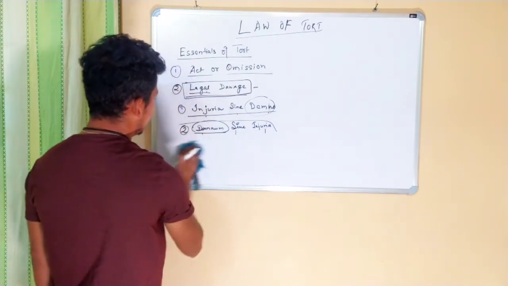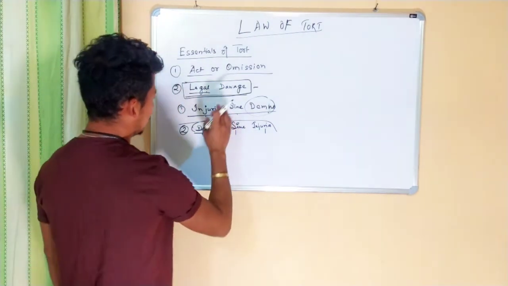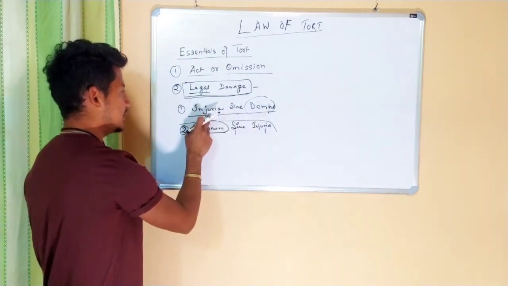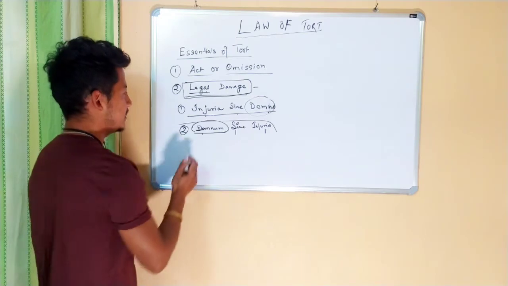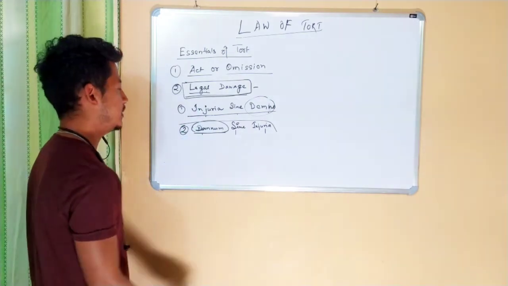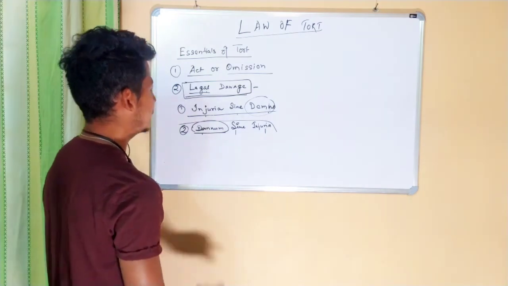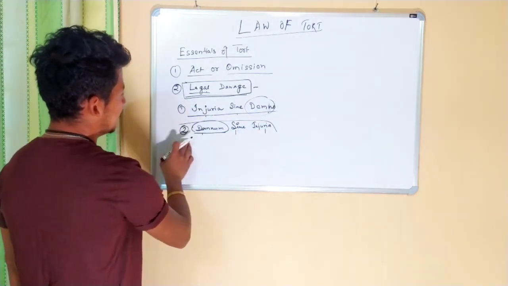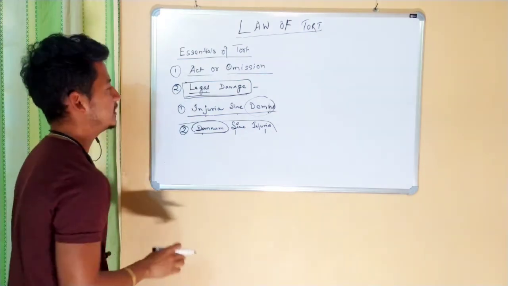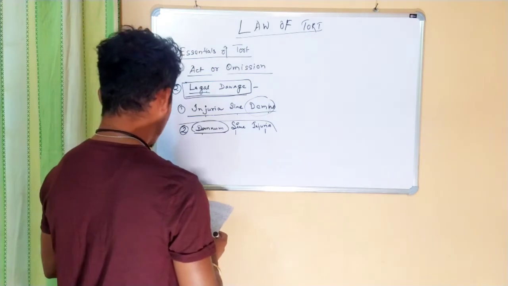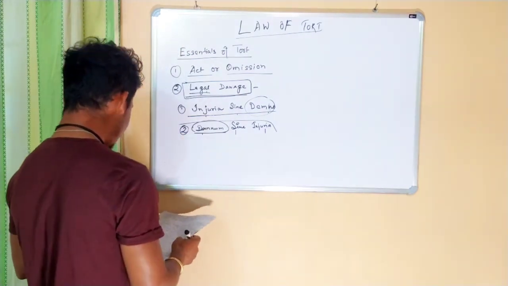So in order to identify whether the damage is legal or not, we have two maxims, that is injuria sine damno and damnum sine injuria. In case of injuria, the plaintiff will get the compensation because there is a violation of the legal right. But in case of damnum sine injuria, there is no violation of the legal right. That's why the plaintiff will not get the compensation. And if it is damnum sine injuria, then that is not a legal damage. And if it is injuria sine damno, that is a legal damage. Okay, so I hope it is clear to you now.